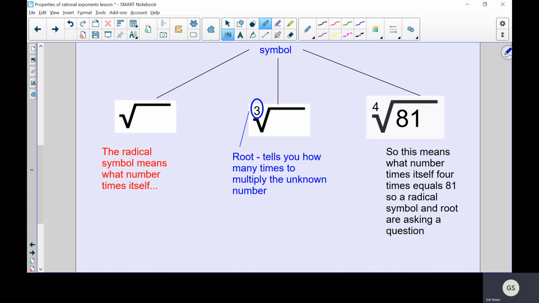So if I give you this problem, we'll use simple numbers. I give you that. What does that mean?